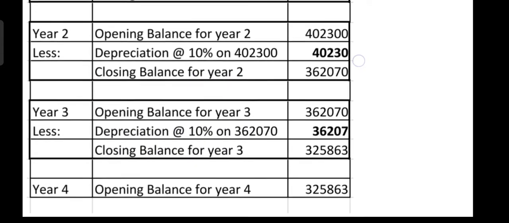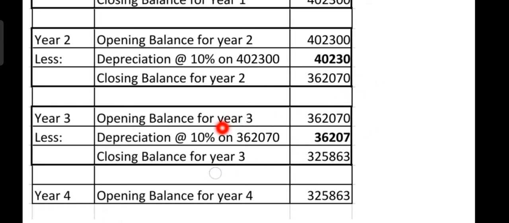Now the closing balance of year 2 becomes the opening balance for year 3, that is 3,62,070. On this opening balance for year 3 you calculate 10% depreciation. So 10% on 3,62,070 is 36,207. Deduct 36,207 from this opening balance, and you get 3,25,863, which is the closing balance for year 3. The same continues for year 4 opening balance 3,25,863, and this continues for all the years until the asset becomes zero value.